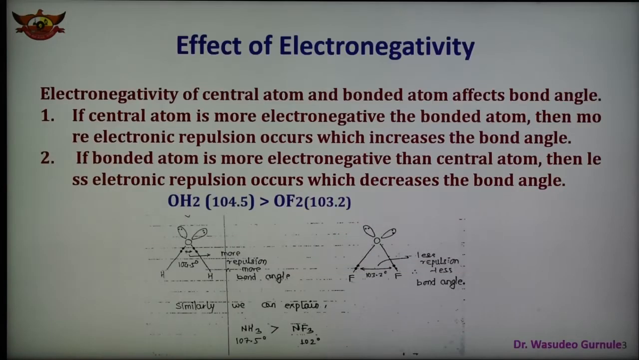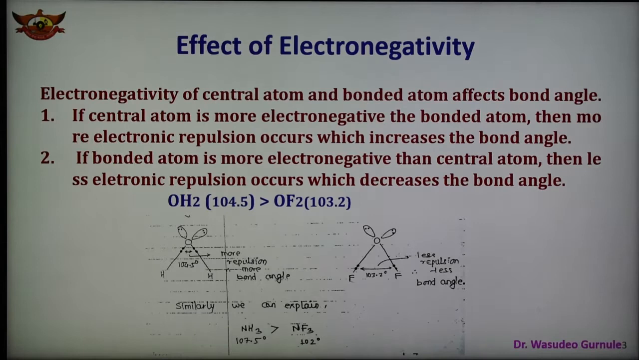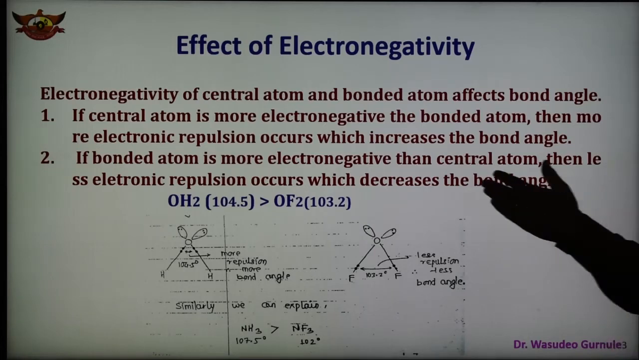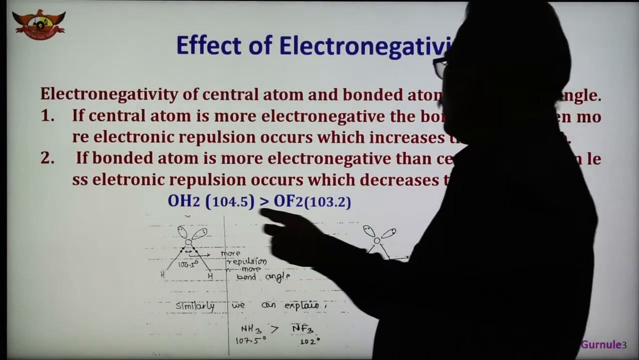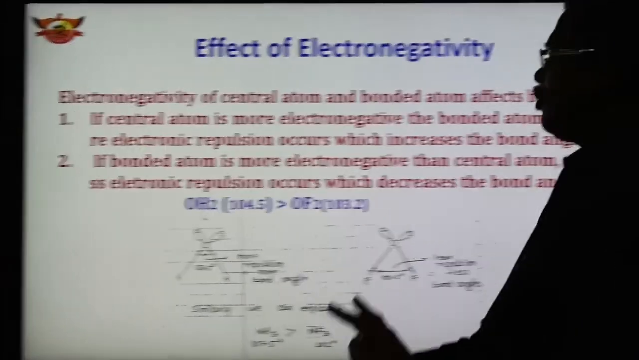The first part is the effect of electronegativity. This factor affects the bond angle. In this case, the electronegativity of the central atom and the electronegativity of the bonded atom also affect the bond angle. One example shown here is OH2 and OF2. Before going to the example, there are two important points.